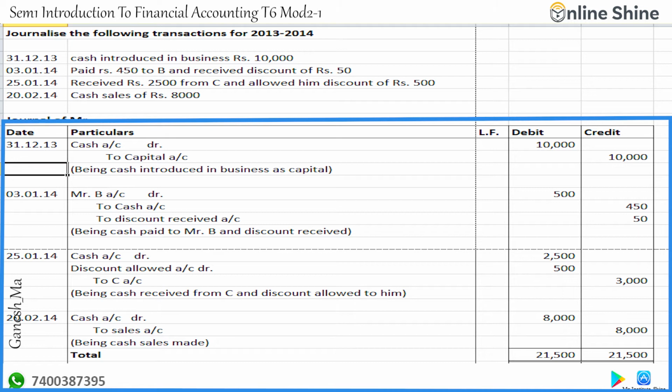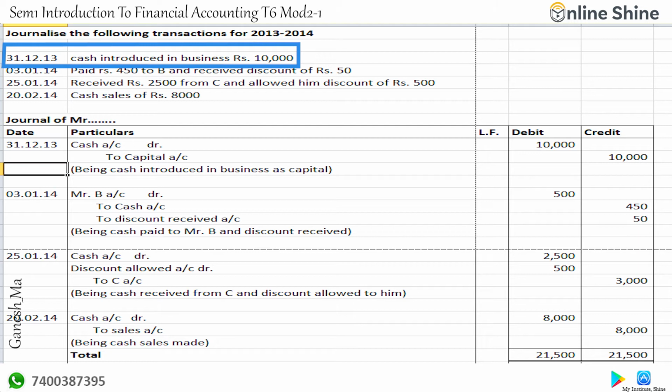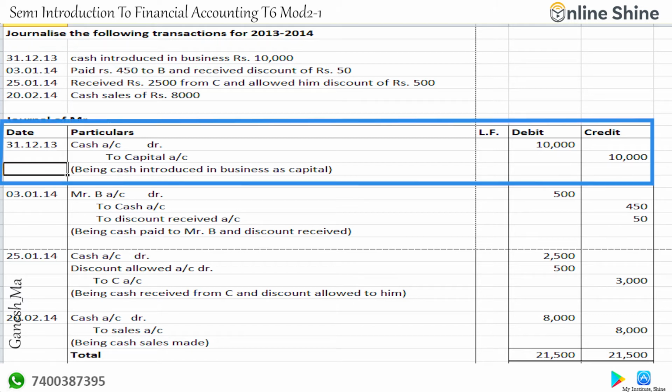The first entry you have been given is on 31st December 2013: cash introduced in the business of rupees 10,000. Now when I say cash introduced, that means cash has come in. So cash account debit rupees 10,000. See the entry, cash account debit. In debit I have put rupees 10,000 and it has been introduced as a part of capital. So credit to capital account rupees 10,000. So cash debit, capital credit. And the narration should always start with the word being: being cash introduced in the business as capital.